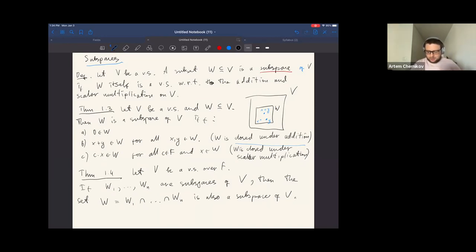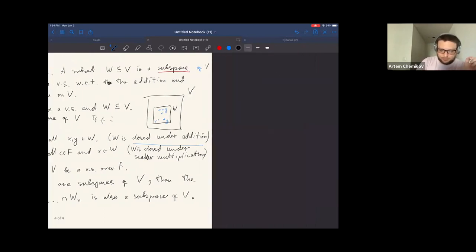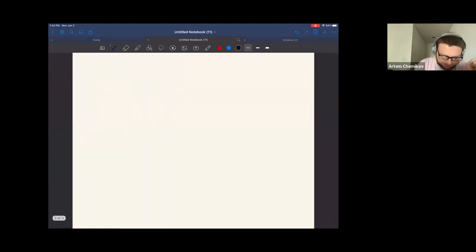Okay, so these are some comments about subspaces. We'll need more of them, but these 2 theorems are the most important things to remember as we move on. Any other questions about these 2 results so far? Okay, seems not. So then let's move on to the next topic, linear combinations.